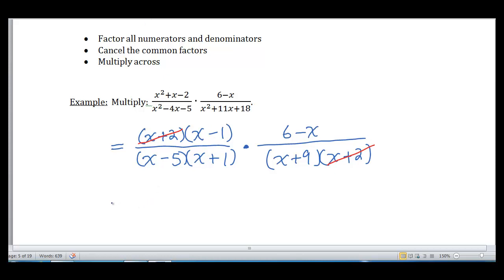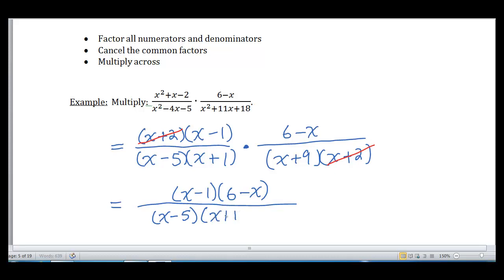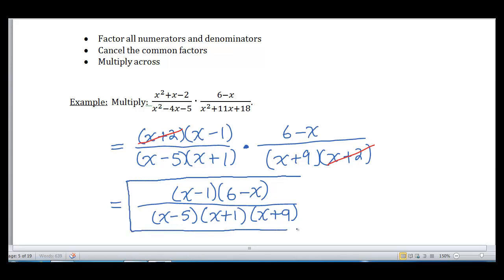And so now we're ready to multiply across. So my numerator is now going to become x minus 1 times 6 minus x all over x minus 5 times x plus 1 times x plus 9. Notice we went from two rational expressions to one rational expression that is completely simplified. And we can leave our answer or our product like that.